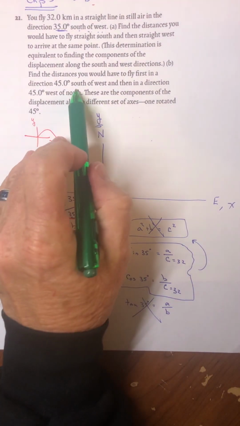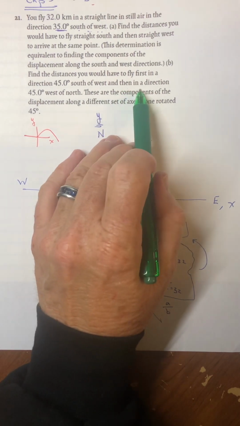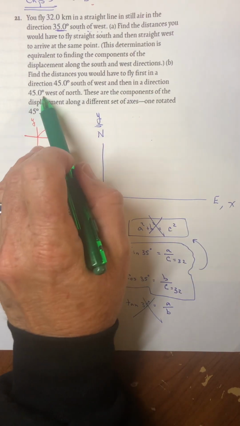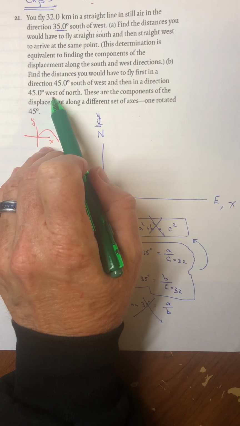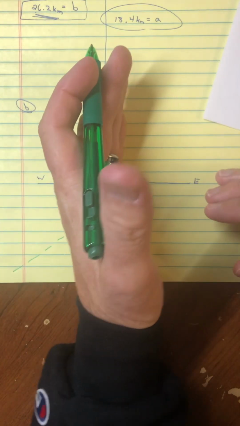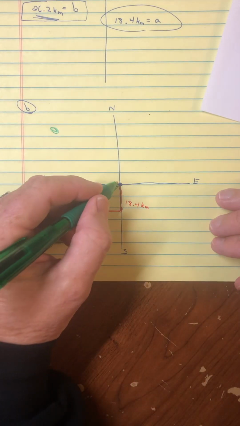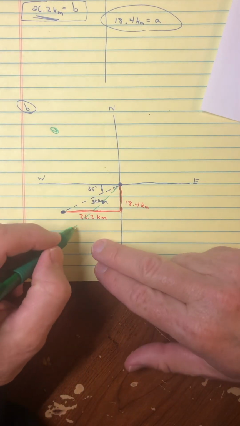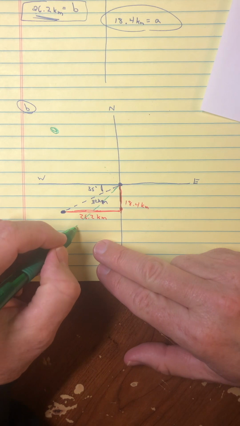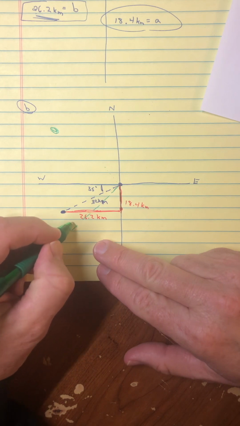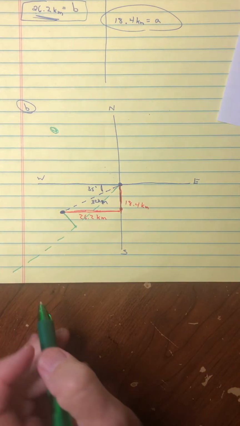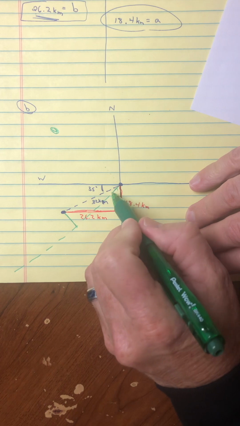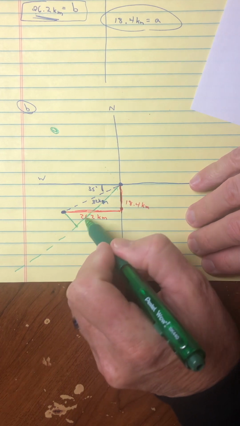Then, so that's south of west. And then in a direction that is 45 degrees west of north. So west of north is off at this angle. So in other words, when you got to right here, you would have to make your turn and go here.